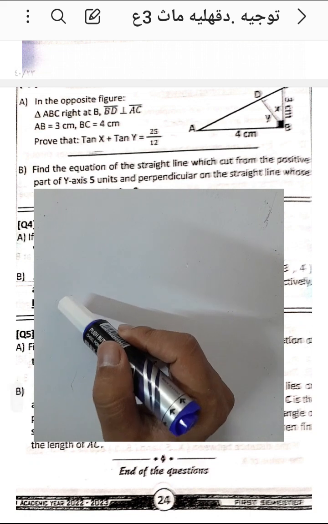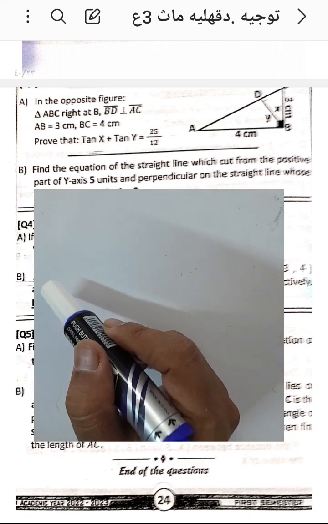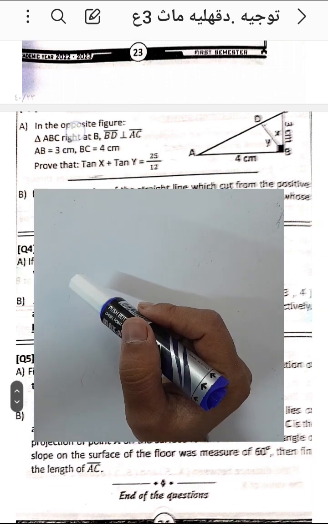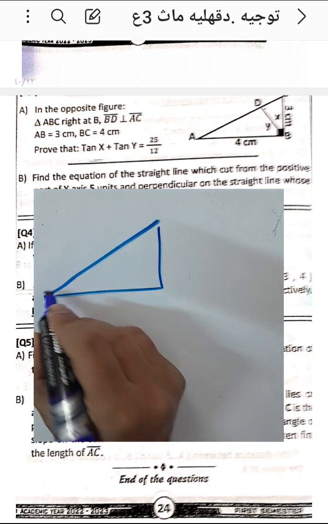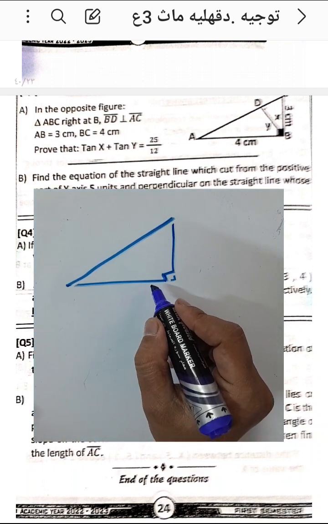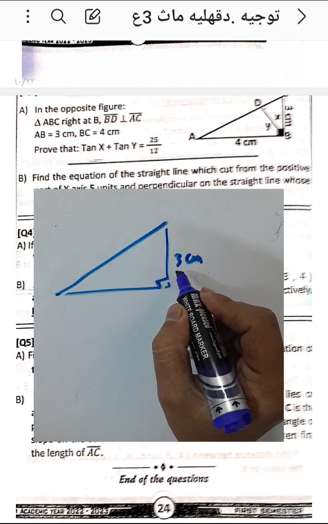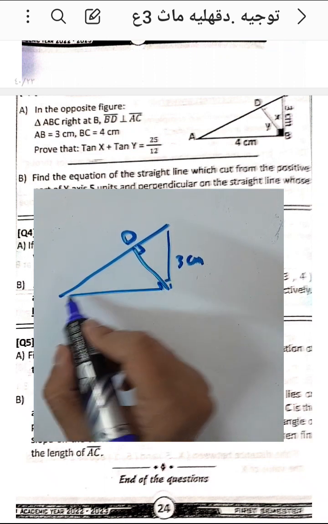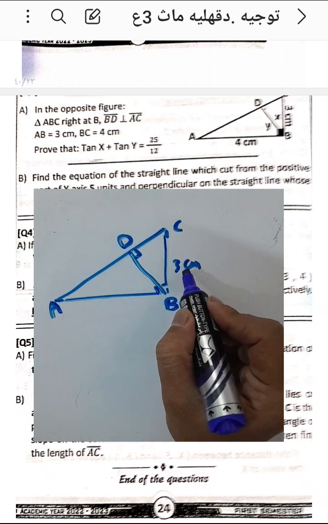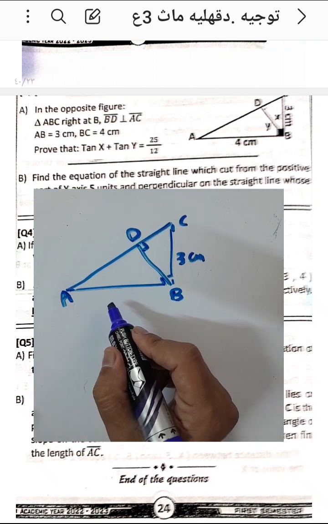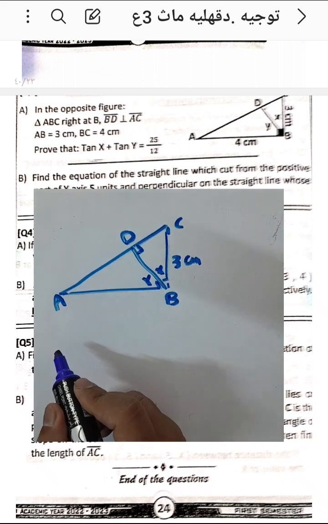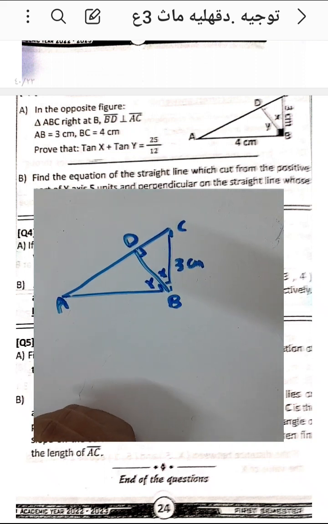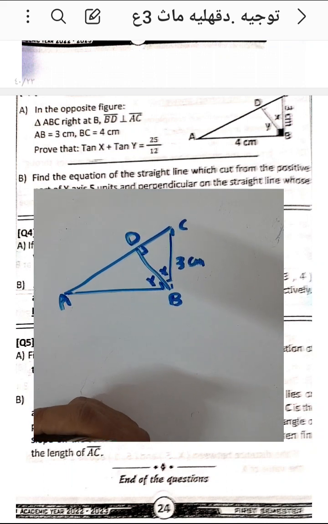In the opposite figure, prove that 10x plus 10y equals 25 over 12. Okay, we have a right angle triangle here, and it gives us 3 centimeters. And they have perpendiculars at these points A, B, and C. We have this angle Y and this angle X. And he wants to prove that 10x plus 10y equals 25 over 12.